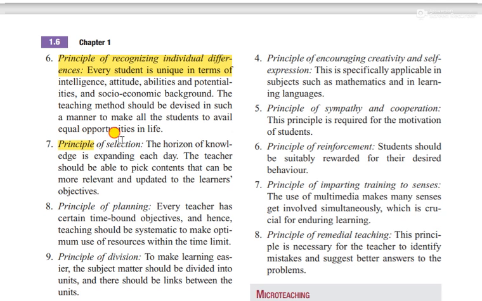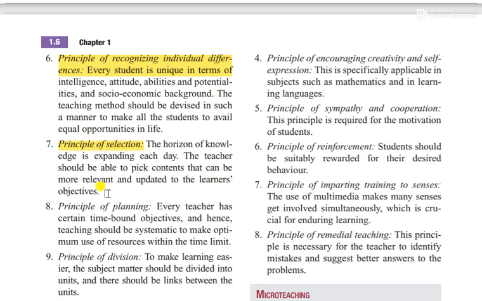Okay, so another is the principle of selection. The horizon of knowledge is expanding day by day. There are so many people working for the construction of knowledge, working in the field of education. Teachers should be able to pick contents that are more relevant and updated to the learner and objectives. Whenever the teacher is teaching something, what kind of example he is selecting depends on the teacher.